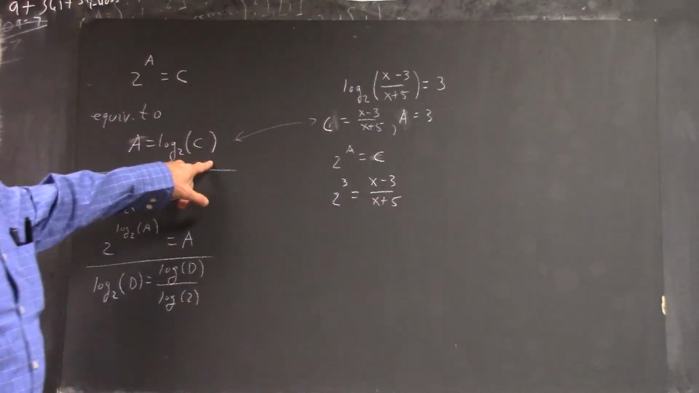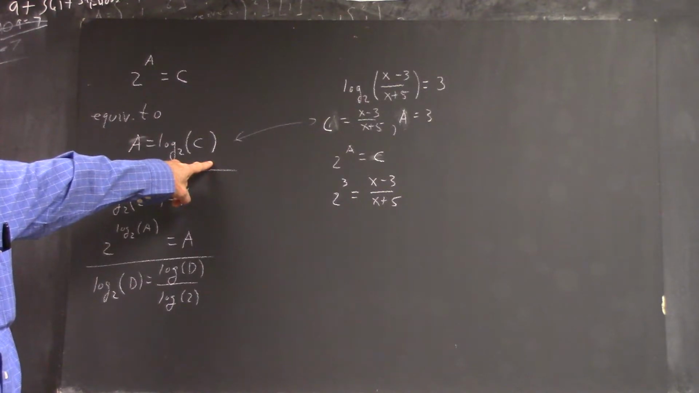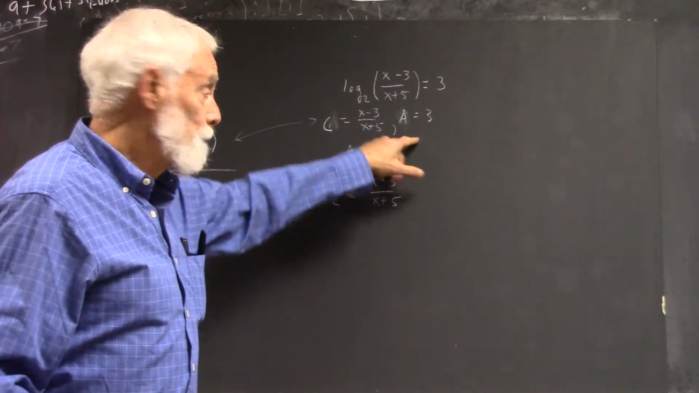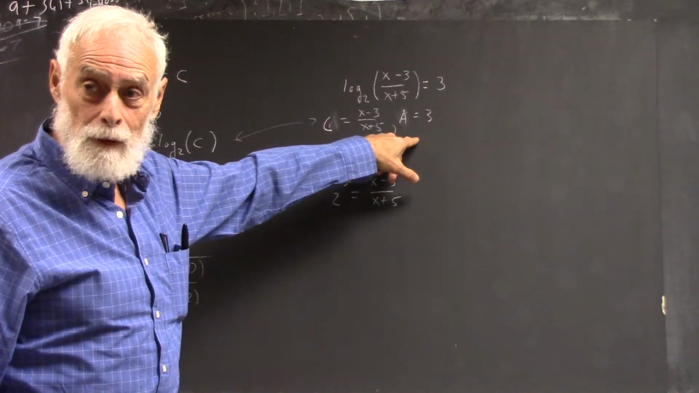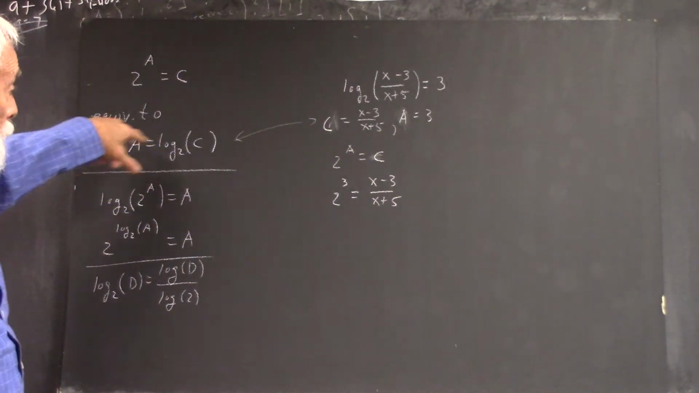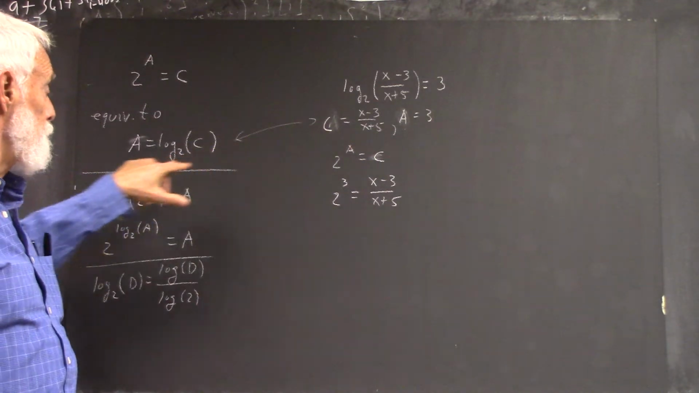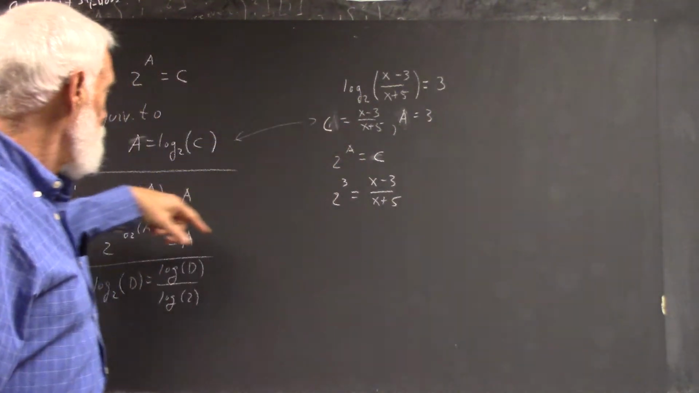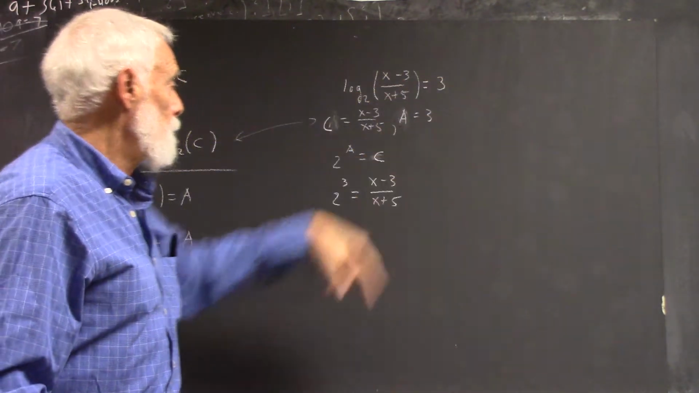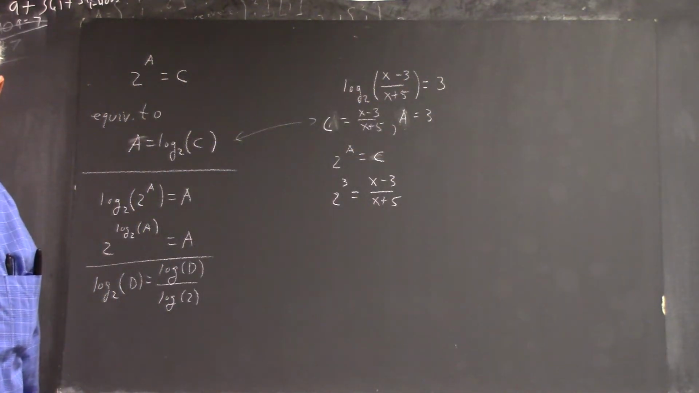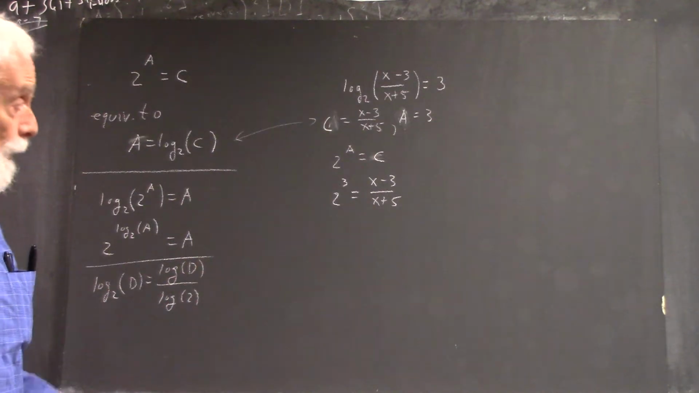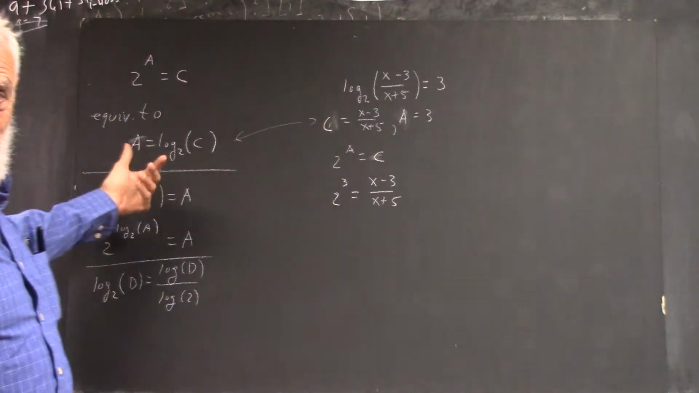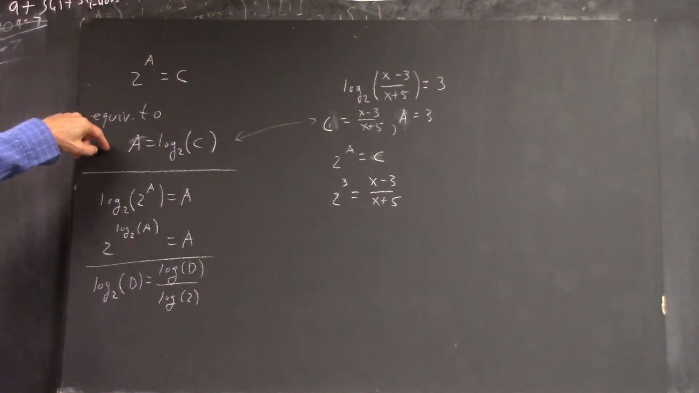C is what's inside the log, right? So I wrote down C equals 3, which is just plain old ignorant. Okay? Let's be careful. C is what's inside here, the x minus 3 over x plus 5, and A is the number I have over here. So you've got to be careful about that like I was. I know what the form is, so I don't ever look back at this, but it's no excuse.